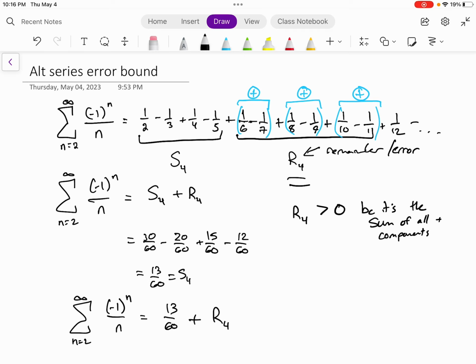All of those things are positive components. Well, let's now, hypothetically, so we've sort of established a lower bound, right? That the remainder or the error here after my fourth partial sum is greater than 0. Now, let's see if we can also rewrite this, and let's chunk this a slightly different way, okay? Let's try to establish an upper bound.